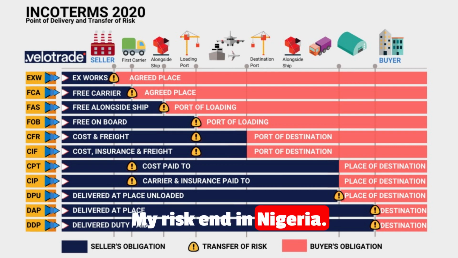My risk ends in Nigeria, but I'm bearing the cost. In CIP, carriage and insurance paid to, my risk ends at the terminal in Nigeria, but I'm going to bear the cost of transport and insurance to Ghana. And by the way, this is also by road, by rail, or by air.